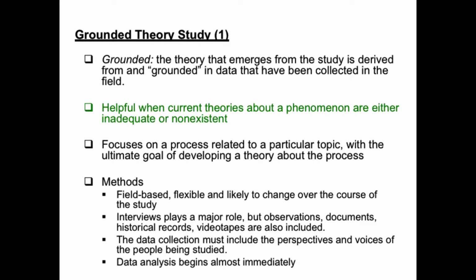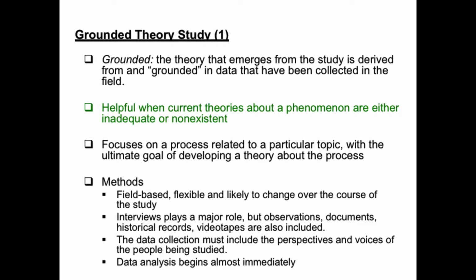So grounded theory is something that tends to be helpful when current theories about a phenomenon are either inadequate or non-existent. And it typically focuses on a process of some kind related to a particular topic with the ultimate goal of developing a theory about that process. And the book gives several examples of topic areas where grounded theory has been used, including management of a difficult pregnancy, ways in which scientists work, remarriage following divorce, etc.